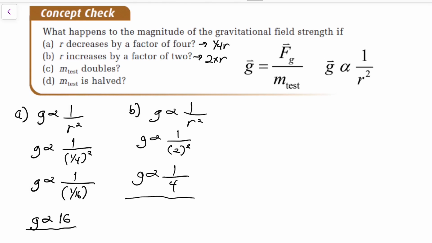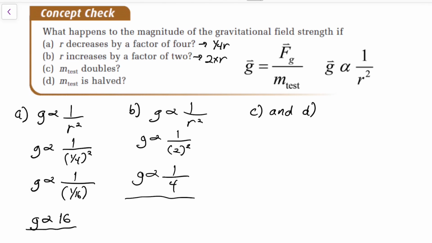For C and D, what if the test mass doubles and what if the test mass is halved? Well, I wouldn't say it's a trick question, but the test mass is the mass that you test the gravitational field strength with. So if you drop a pencil or an apple or a bowling ball, it doesn't matter. You're changing the test mass.